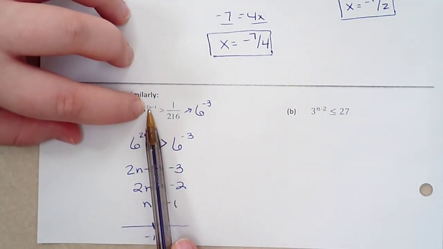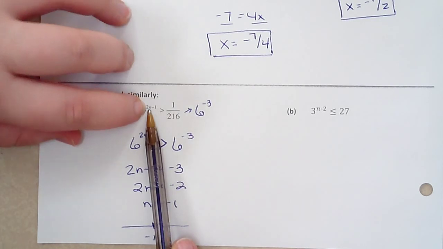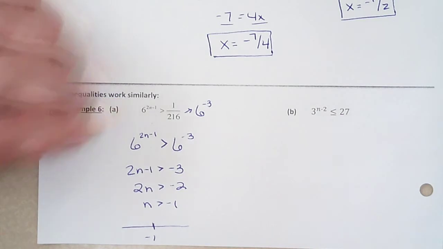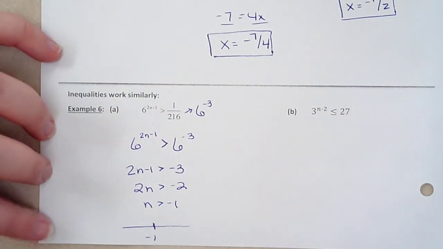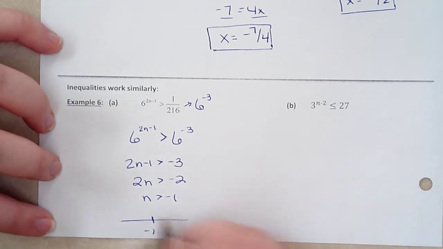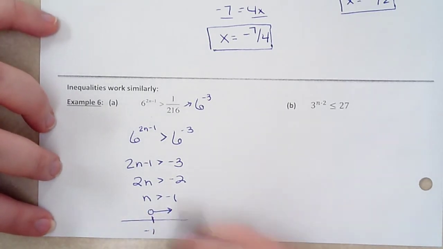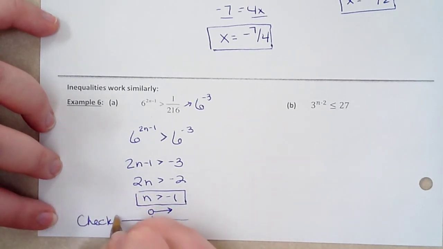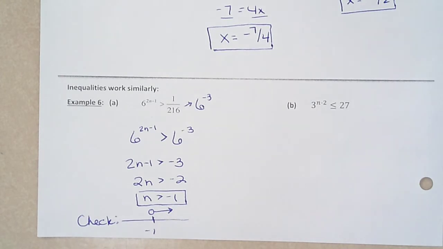2 times 0 is going to be 0 minus 1. So 6 to the negative 1 is going to be 1 over 6. Is 1 over 6 greater than 1 divided by 216? Yeah, it is. So I can do a quick check and find that that is, in fact, a true statement. You don't have to do the check every time, but I would highly suggest it the first few times just to make sure that you didn't miss dividing by a negative.